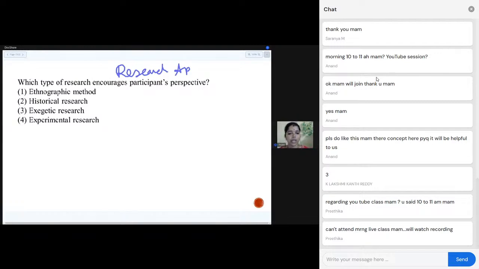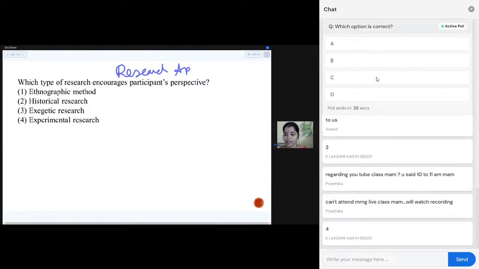Which type of research encourages participants' perspective? I give 30 seconds for this question. Definitely you can identify the answer.